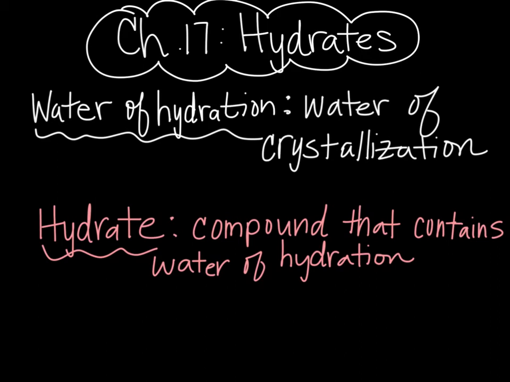Here we are on chapter 17, and chapter 17 we know is all on water. So this last little section is on hydrates. So here are some definitions for you. Water of hydration, which is basically what we call the water of crystallization, and then your definition for a hydrate. So a hydrate is a compound that contains water of hydration. In other words, it contains water in the ionic compound structure, okay? And that is what a hydrate is.